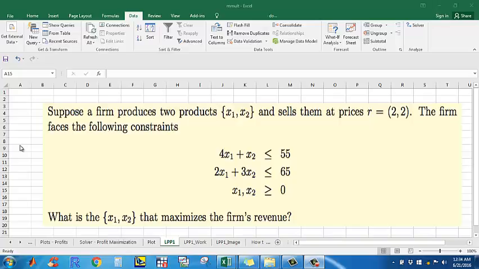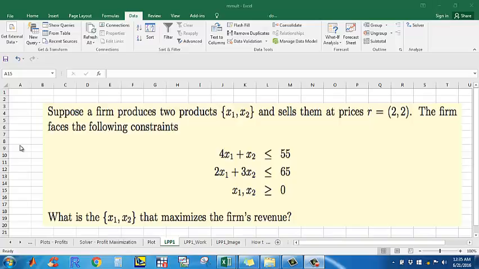In this video, we will look at the following example where a firm produces two products X1 and X2, sells them at prices P1 equal to 2 and P2 equal to 2, and faces the following capacity constraints. 4x1 plus x2 is less than or equal to 55 and 2x1 plus 3x2 is less than or equal to 65. The non-negativity constraints also hold, that is x1 and x2 both should be greater than or equal to 0. And the firm is clearly interested to identify what is the level of x1 and x2 that maximizes its revenue.